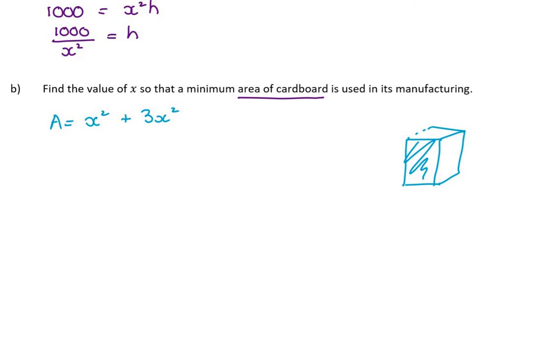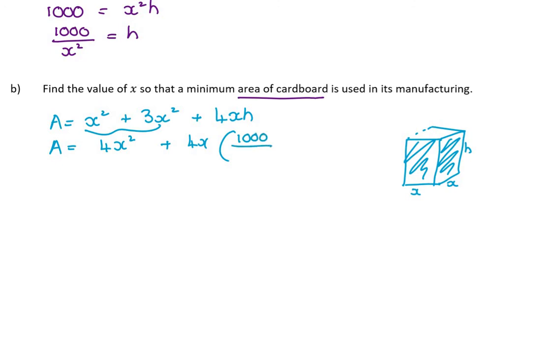Now the question is, are those 4 rectangles all the same? Well, because this is a square base, every single one of those rectangles is the same. So there's 4 rectangles, and each rectangle will be x times h, so 4xh. Now you can't have h in the formula as well, which is why they tried to lead us in question A. So I'm going to combine those together, so that's 4x squared, and this is 4x, and h is 1,000 over x squared. So actually my area is 4x squared plus, and one of these x's would cancel, so it's 4,000 over x.